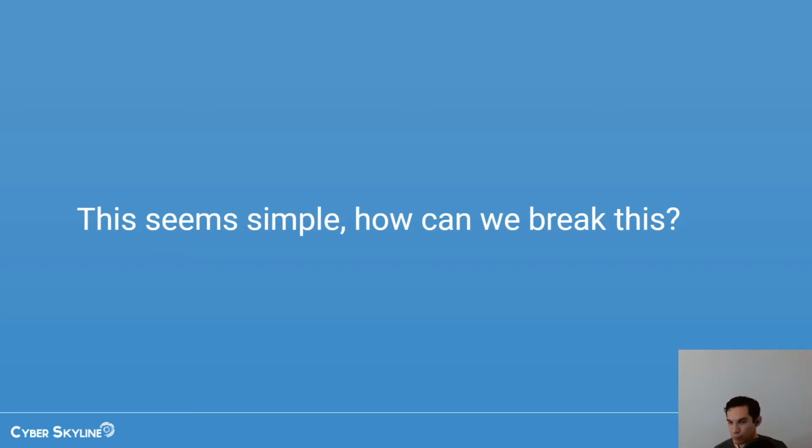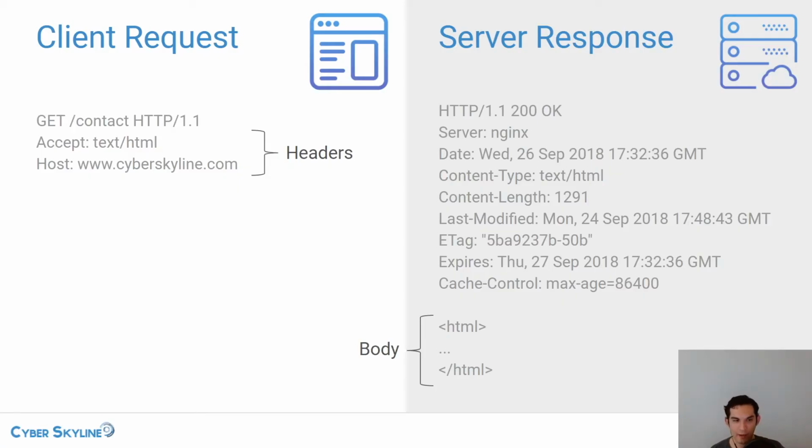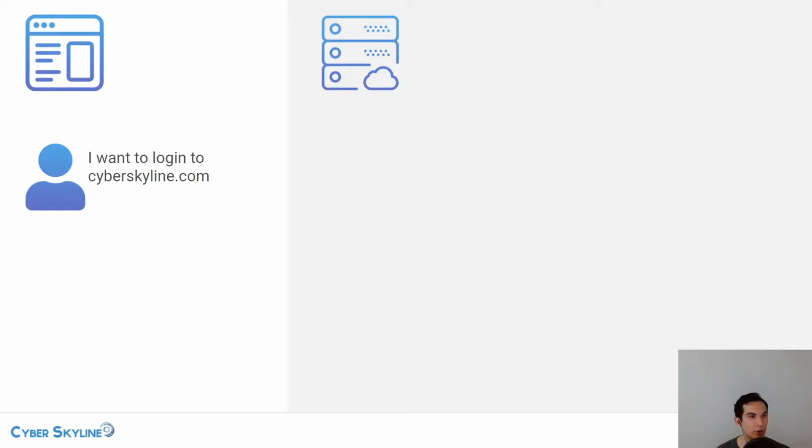But it seems pretty simple, right? I mean, if you look back here, you make a request, you get some data back. How do you actually break this? And so there are some common ways to break this. Let's just look through the life cycle of I'm wanting to go to cyberskyline.com and I'm wanting to log in.